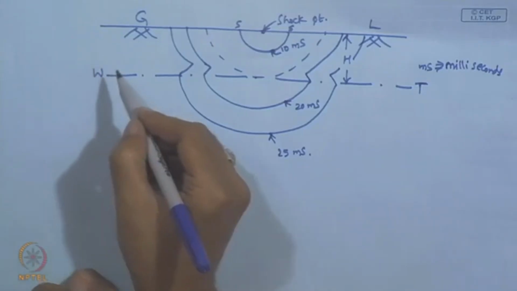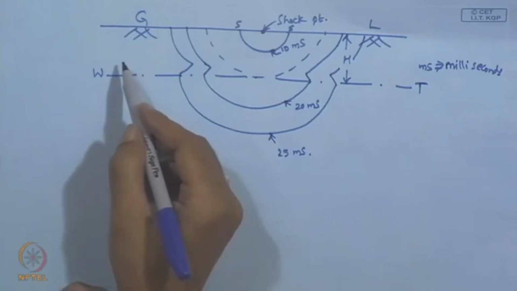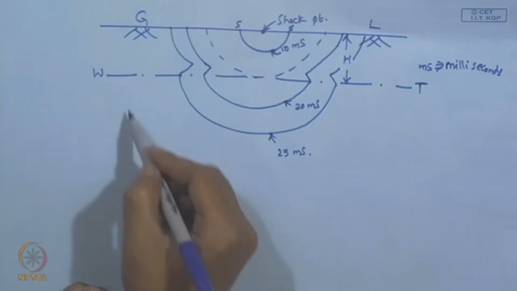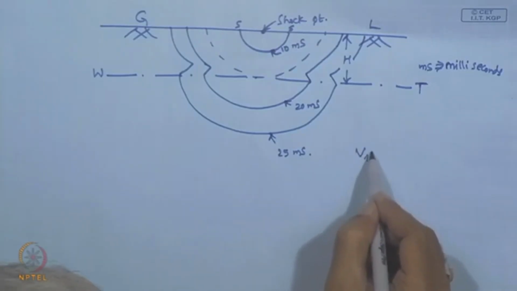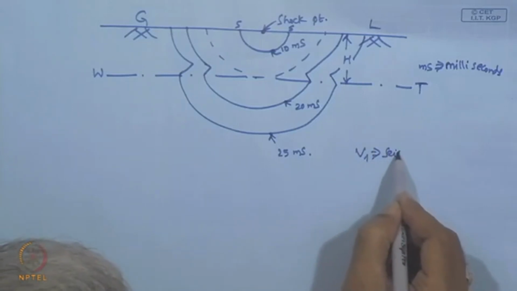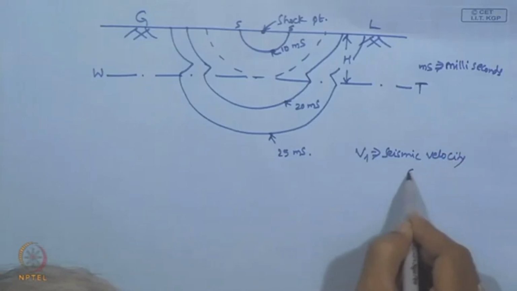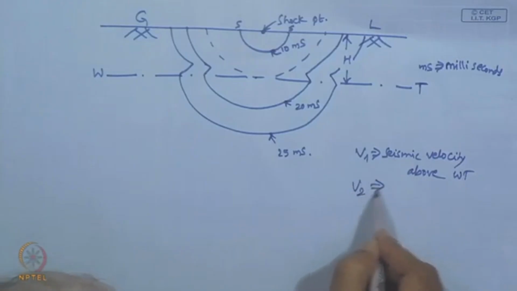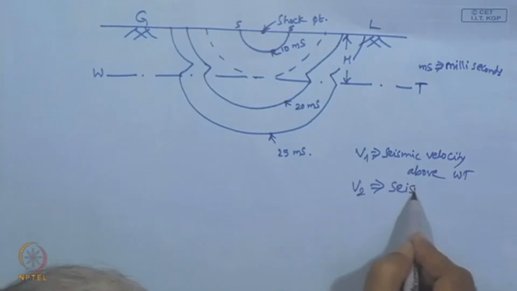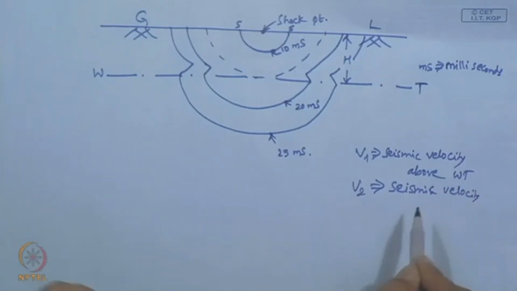So in this case, V1 is the velocity of the seismic wave above the water table, and V2 is the velocity of the seismic wave below the water table. So V1 is the seismic velocity above the water table, V2 is the seismic velocity below the water table.